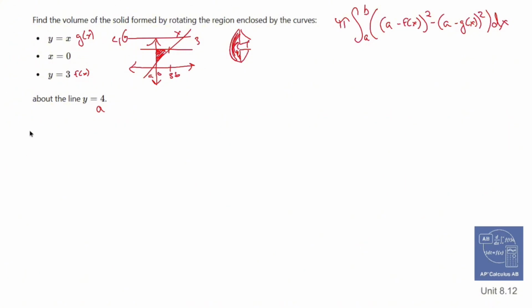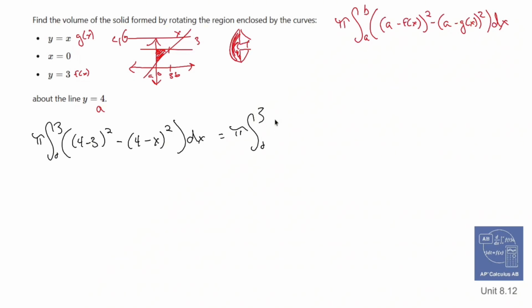So the integral that I can set up is going to be pi from 0 to 3 of 4 minus 3, squared, minus 4 minus x, squared, dx. So pi from 0 to 3 of 1 squared, I can handle that, minus, by perfect square trinomial, 16 minus 8x plus x squared, dx.